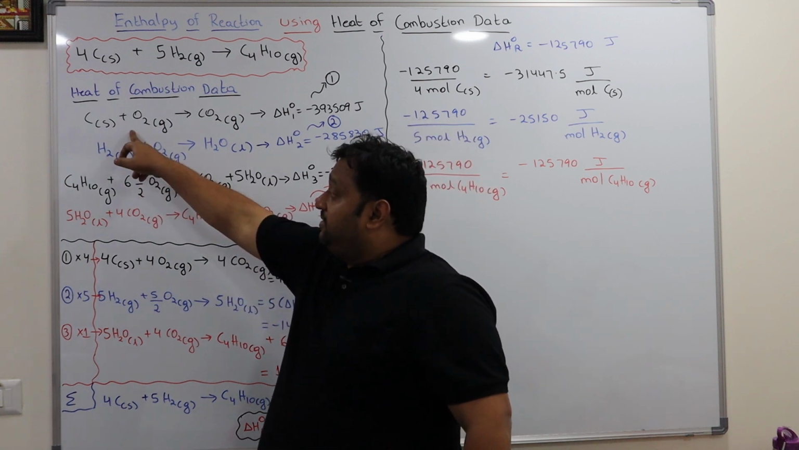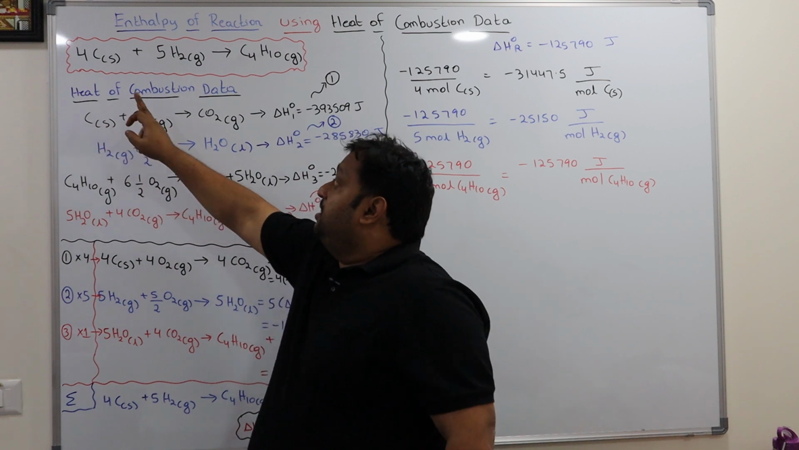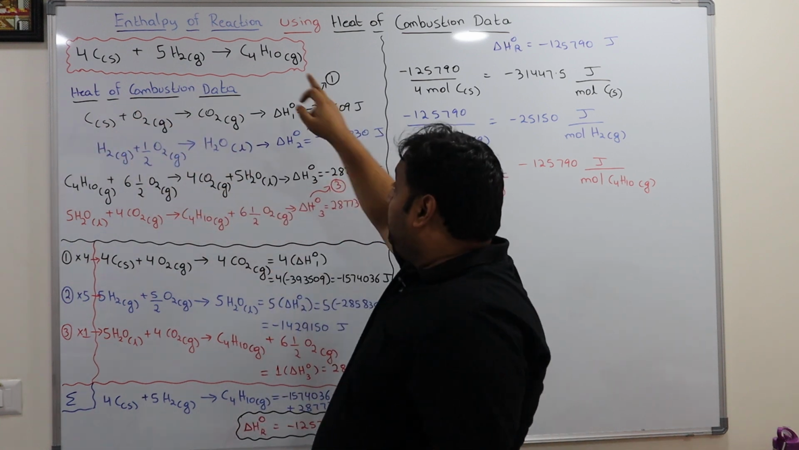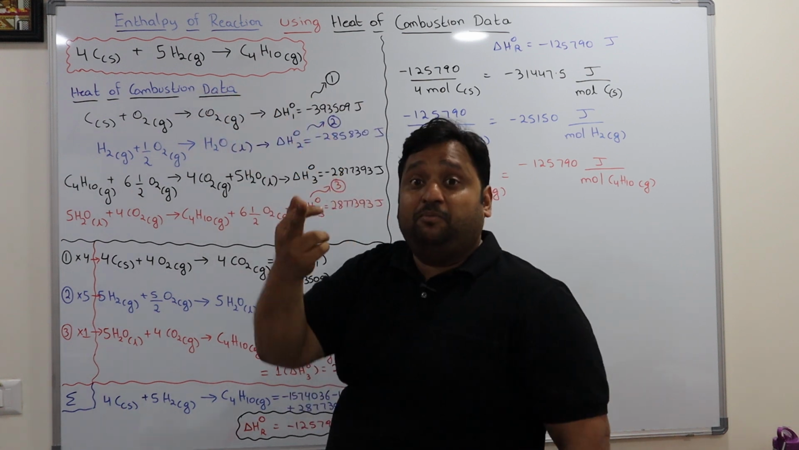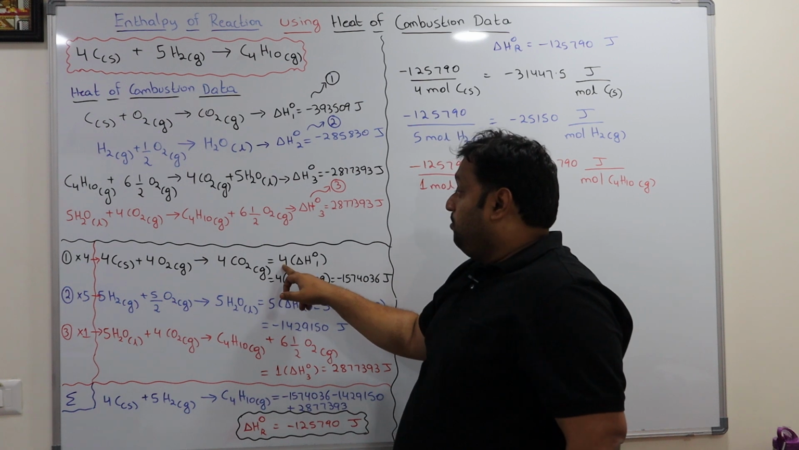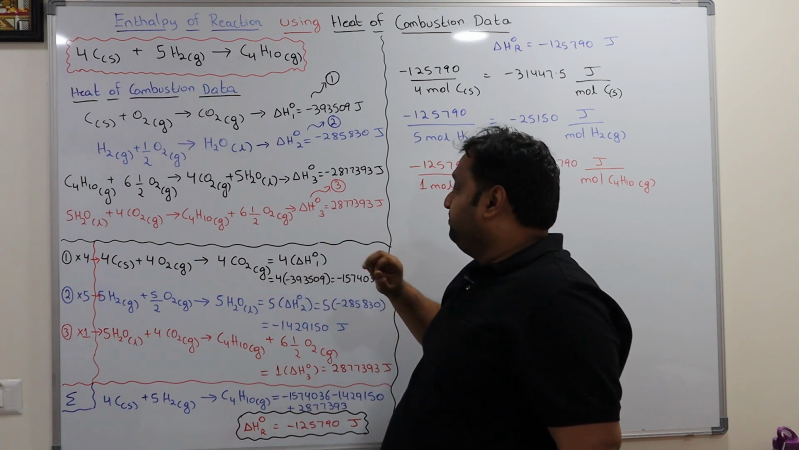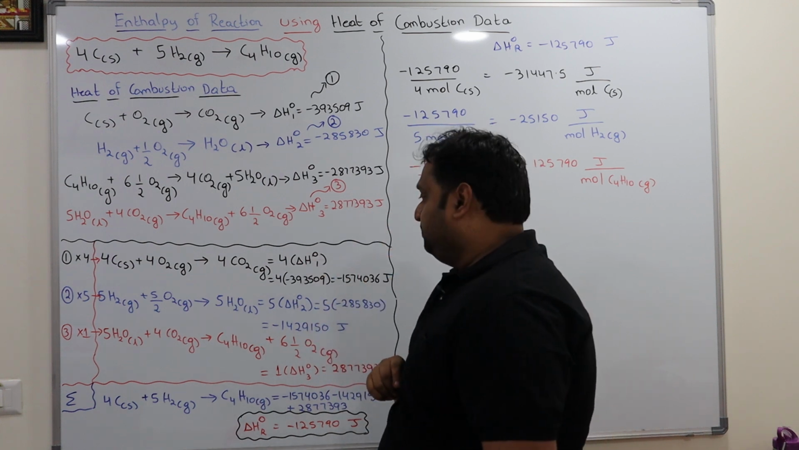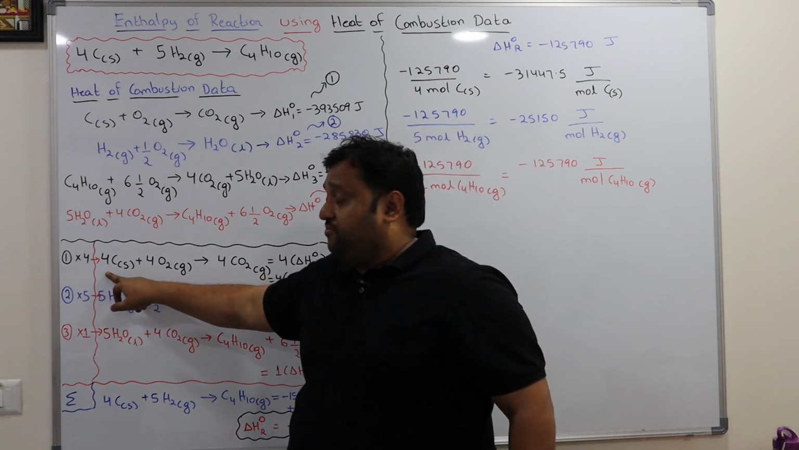So if I multiply the first reaction by 4, I get 4 moles of carbon, 4 moles of oxygen to form 4 moles of CO2. Similarly, the enthalpy of this first reaction should also be multiplied by 4. So 4 moles of delta H of the first reaction at standard state. I told you the degree represents 1 bar pressure. So I got the first reaction. Here I got the 4 moles of carbon.